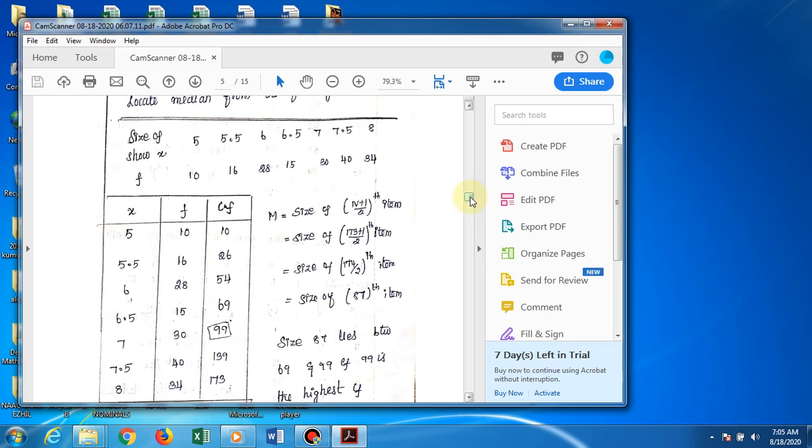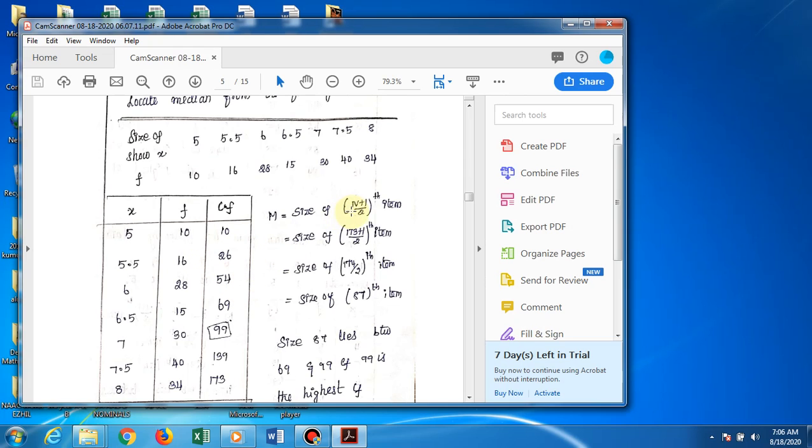Then they have given sizes 5, 5.5, 6, 6.5, 7, 7.5. Then the frequency values they have given. You put this here and you will see a tabular column. Then as usual, how will you find the cumulative frequency? 10, then 10 plus 16. Like that you find the cumulative frequency values.